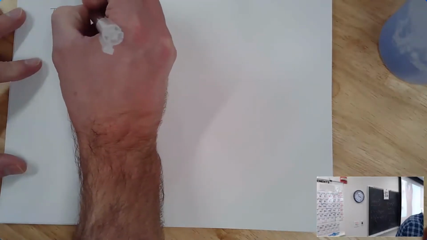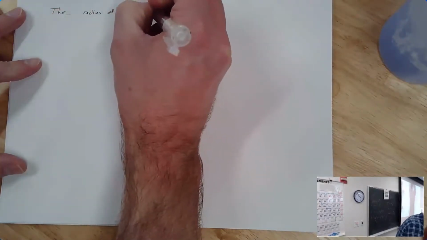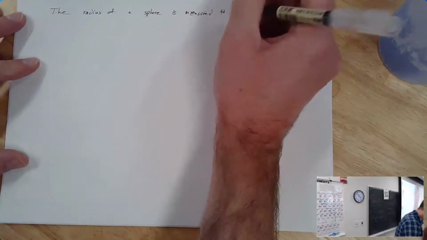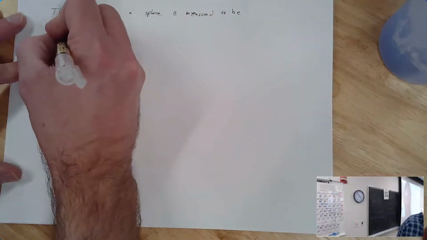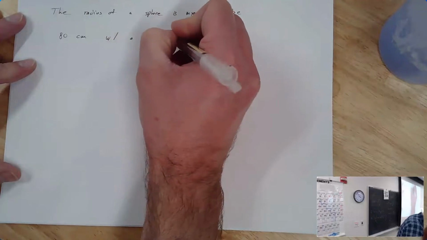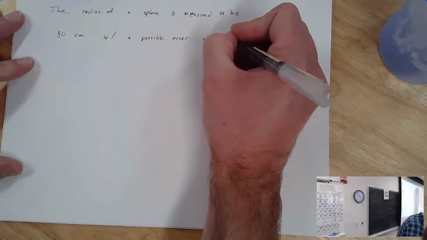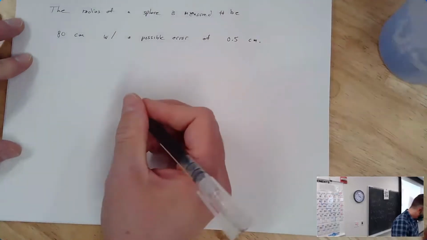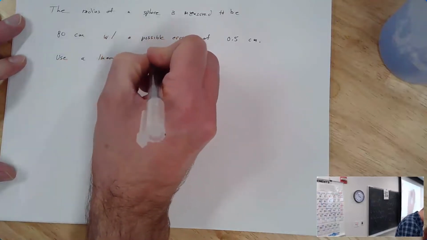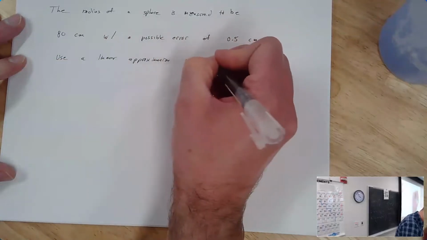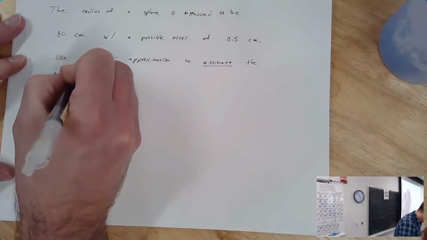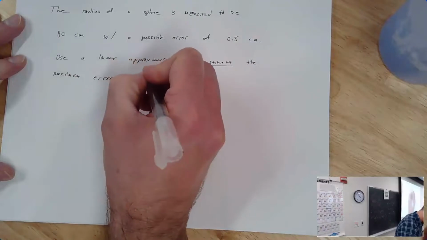The radius of a sphere is measured to be, let's say, 80 centimeters with a possible error of 0.5 centimeters. We want to use a linear approximation to estimate the maximum error in the calculated surface area.